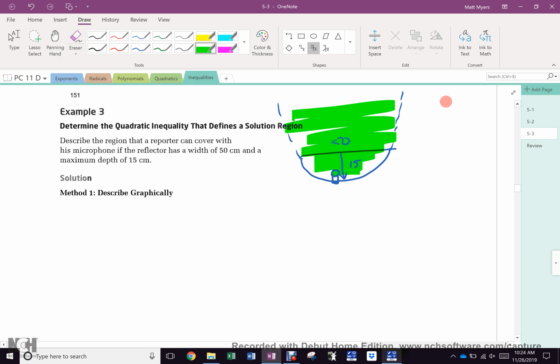I need to know what that space is, because if somebody's outside of that space and I want to hear what they're saying, what do I have to do? I got to move the microphone. Everybody cool? Easy peasy lemon squeezy, right?